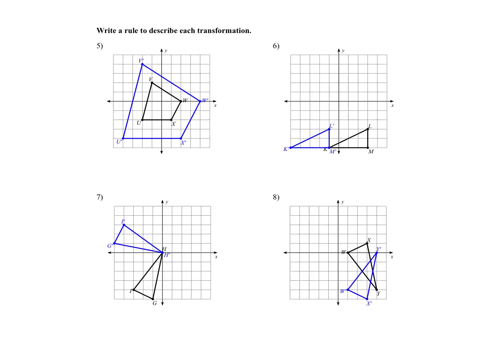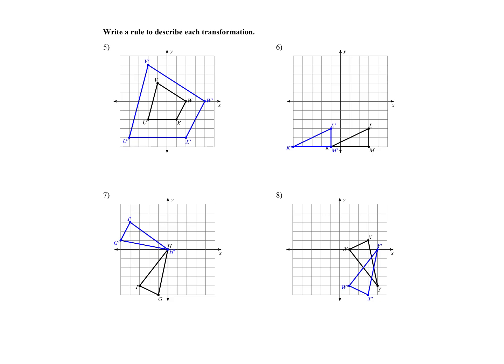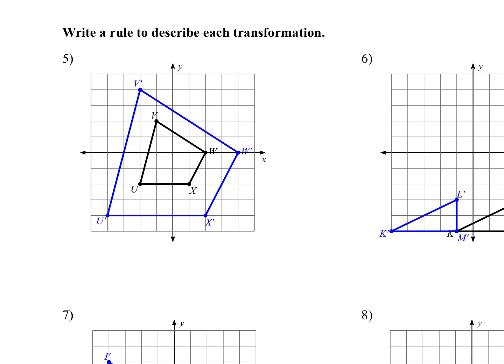On this back page, we are writing the rule. How many problems are there? 4. How many transformations are there? 4. So you're going to have 1 of each. Use that to help you. Okay? What transformation's happening on number 5? Dilation. Yep. How do I write the rule for dilations?